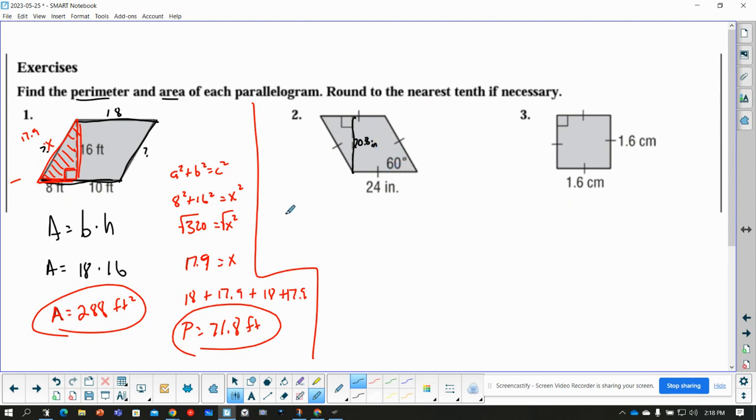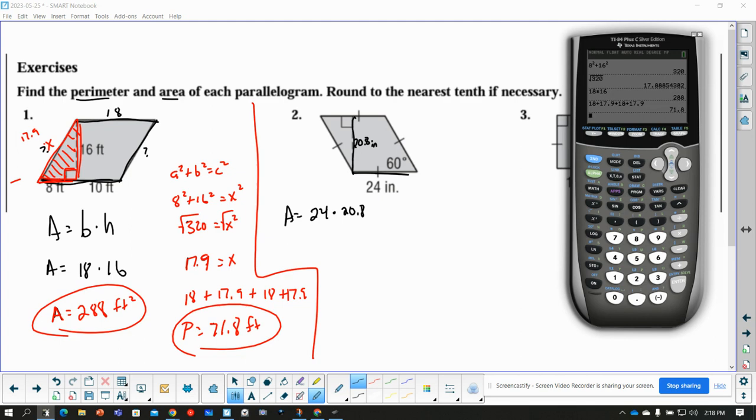So let's find the area. Area equals base times height. So 24 times 20.8. Grab my calculator. And let's clear this thing off. Clear 24 times 20.8. And I get 499.2. So the area of this is 499.2. It's inches, so it'd be inches squared.